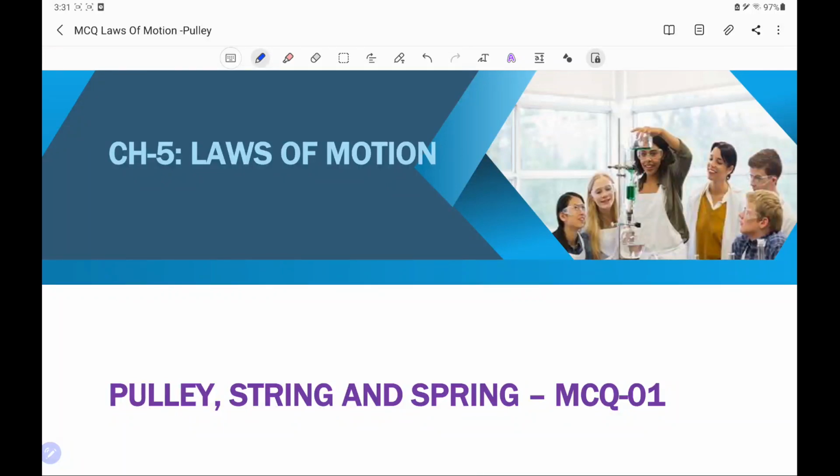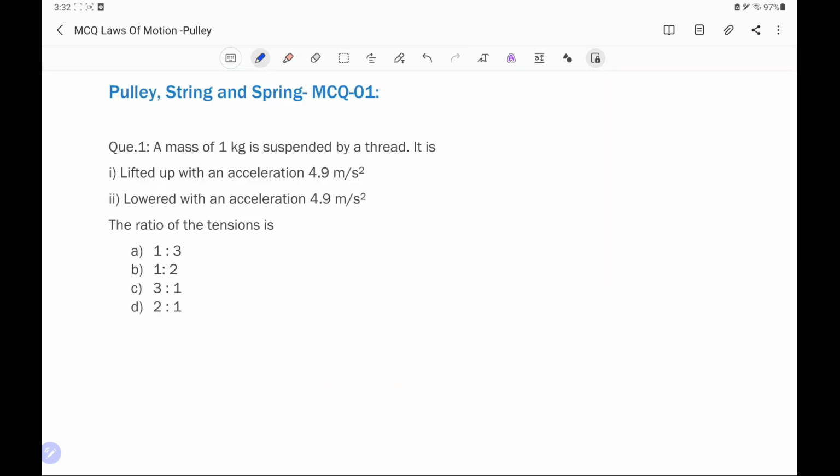In the chapter of law of motion, we will do some multiple choice questions based on the pulley, spring and the string. First question is, mass of 1 kilogram is suspended by a thread, and in first case it is lifted up with an acceleration of 4.9 meter per second square, and in second case it is lowered with an acceleration of 4.9 meter per second square. We have to find the ratio of the tensions in these two cases.